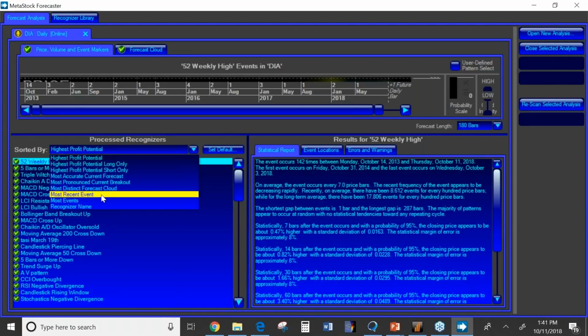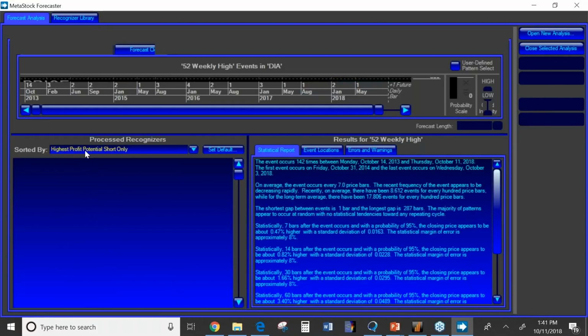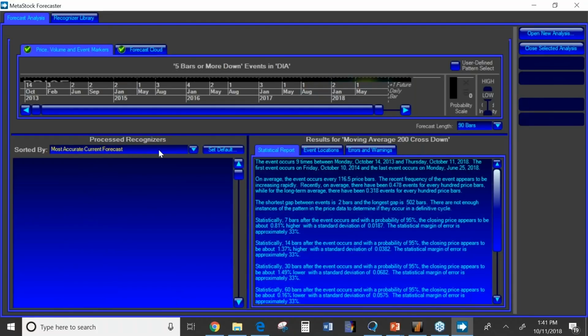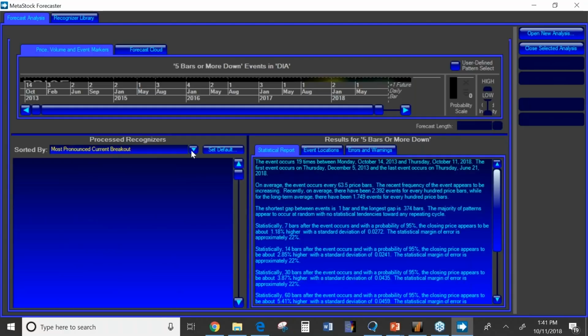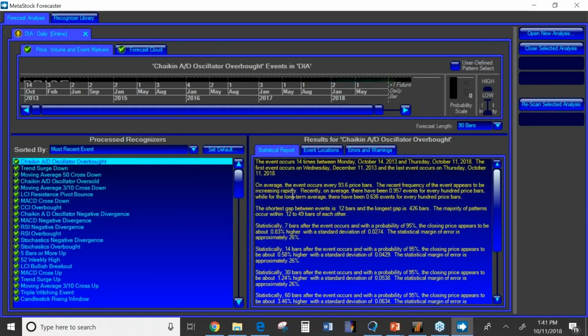It's not changing for me. Okay. For some reason, it's just not moving when I click on there. I blame the TV screen. In any case, here I've got it sorted based on the ones that are most recent.